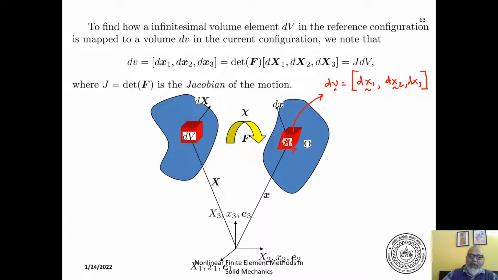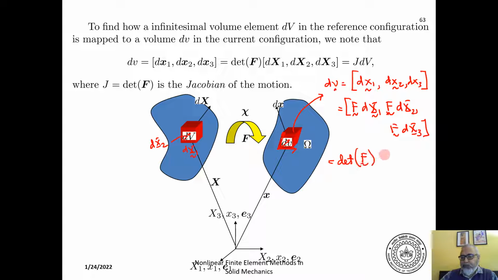Now this volume had been mapped from the volume in the reference configuration, so that dx1 is mapped from dX1. So dx1 would be F times dX1. Similarly, dx2 is mapped from dX2, so dx2 would be F times dX2 and dx3 would be F times dX3. Using the theorem that we have learned in the previous slide, we know that this is equal to det F times the triple product of dX1, dX2, dX3.